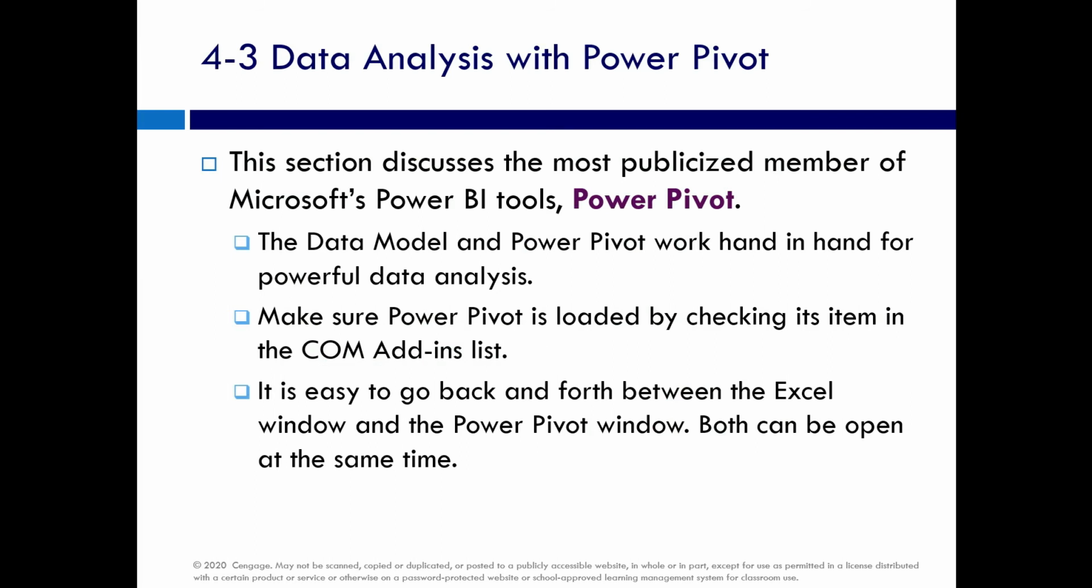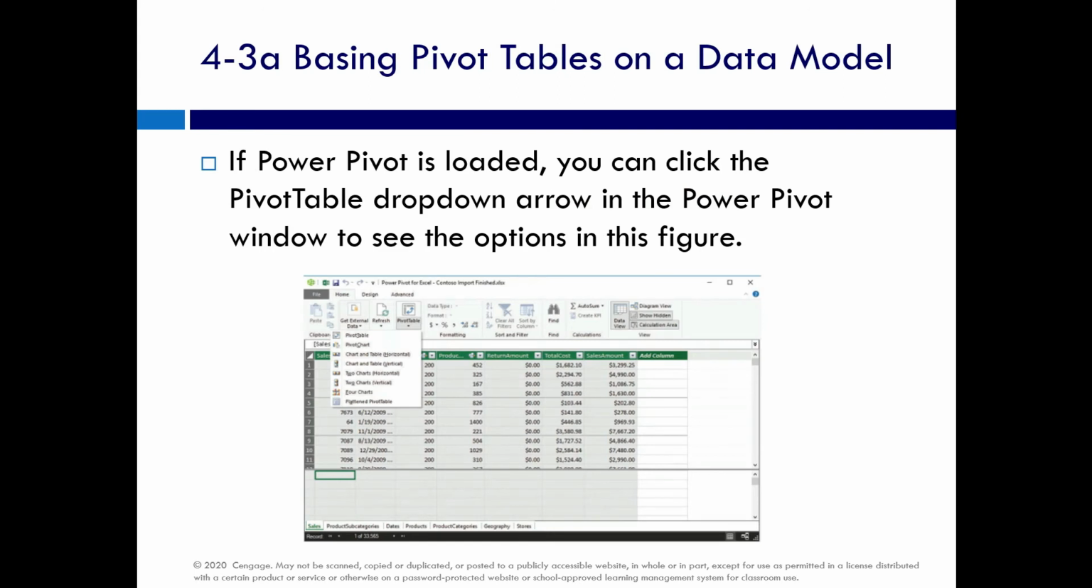Power Pivot. This section discusses the most publicized member of Microsoft's Power BI tools, Power Pivot. The data model and Power Pivot work hand in hand for powerful data analysis. Make sure Power Pivot is loaded by checking the COM add-ins. It's easy to go back and forth between the Excel window and the Power Pivot window. Both can be open at the same time. If Power Pivot is loaded, you can click the Power Pivot drop-down arrow in the Power Pivot window to see the options in the figures.